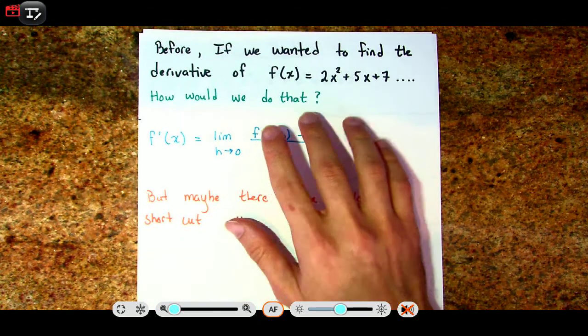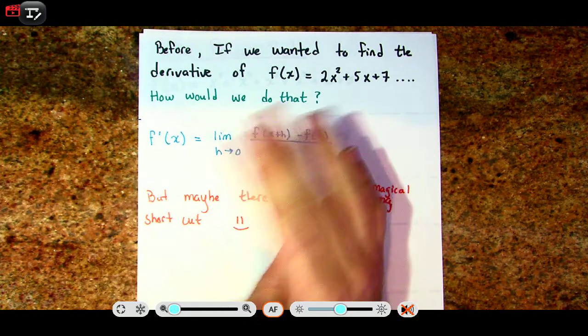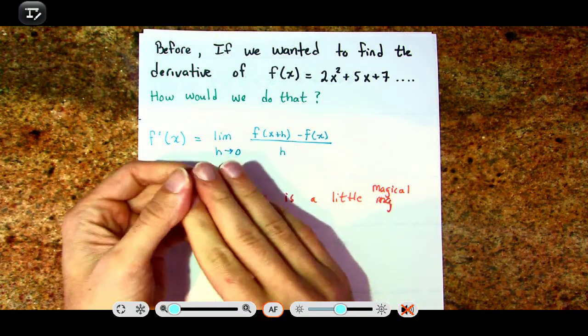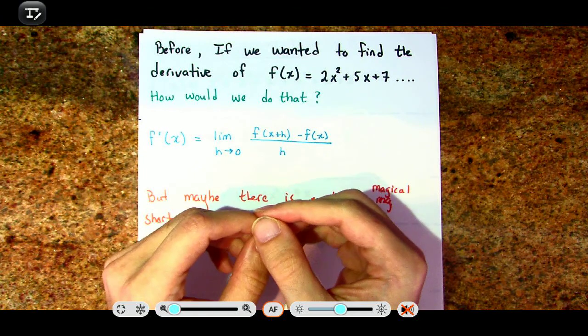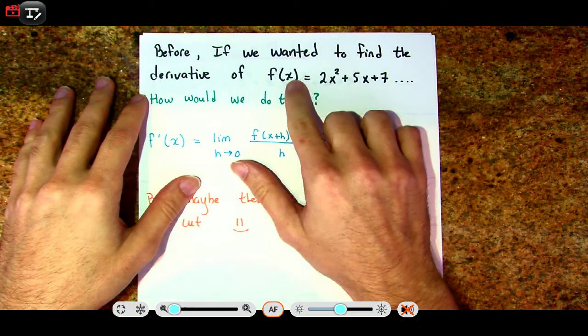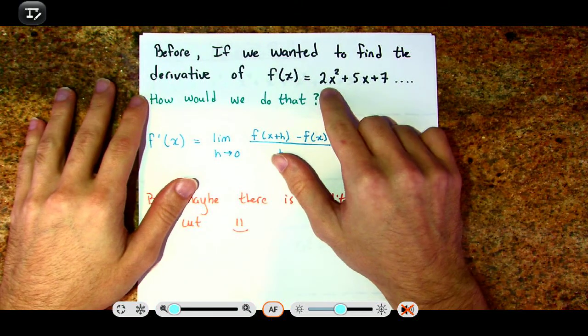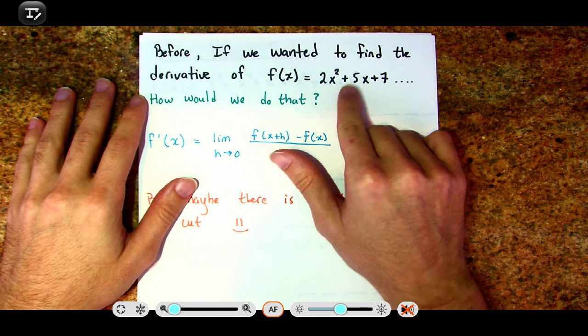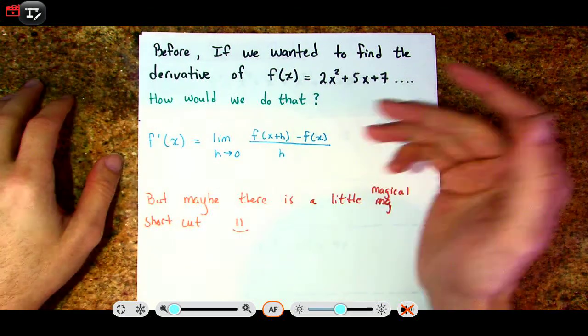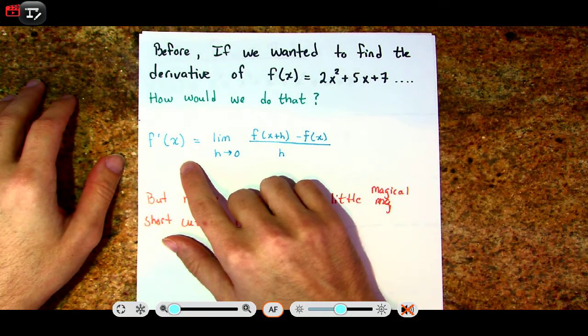All right, welcome everybody. Today we're going to see some magic. Before, if we wanted to find the derivative of some function, let's say f of x equals 2x squared plus 5x plus 7, how would we do that? What would we do? We'd find the derivative, right?